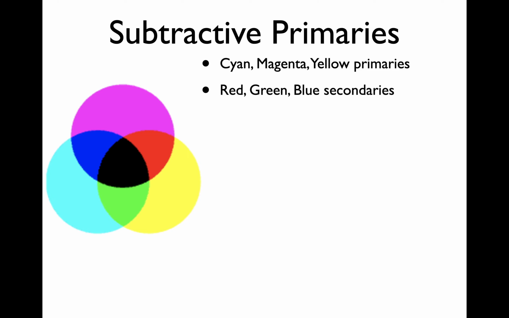Why is this legal pad yellow? What's happening? It is reflecting yellow, but that's not the only thing it's doing. What else is it doing? It's absorbing all the other colors.